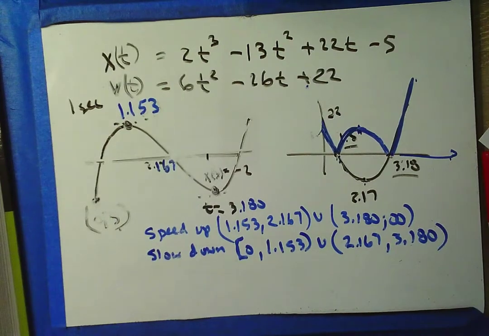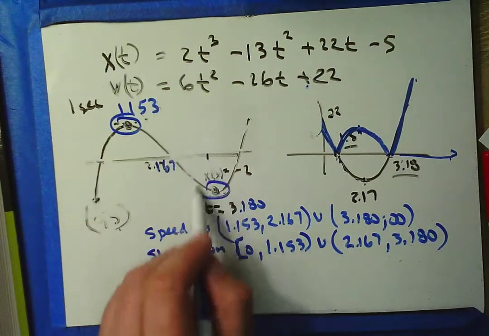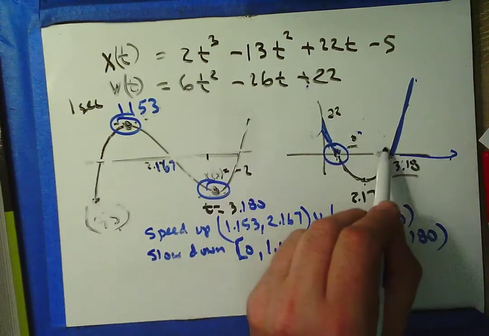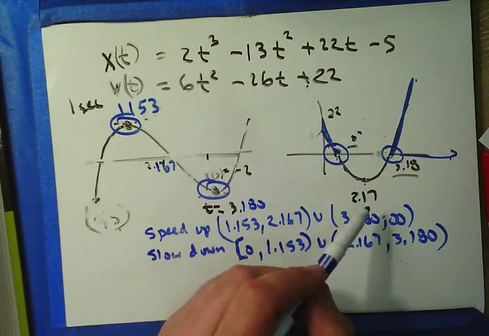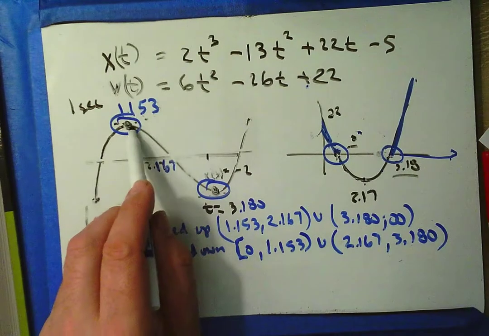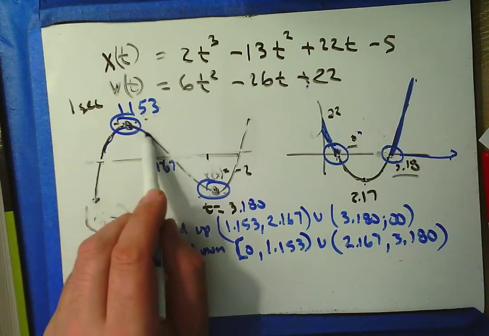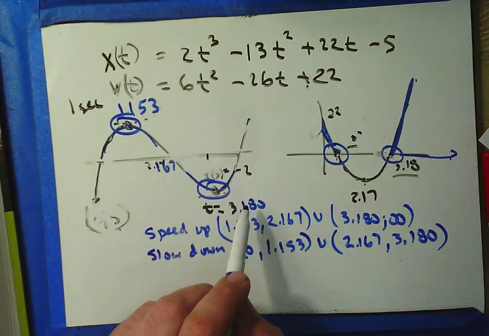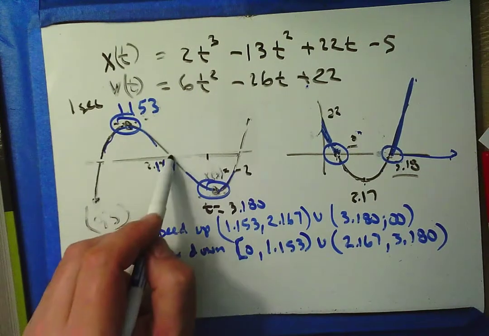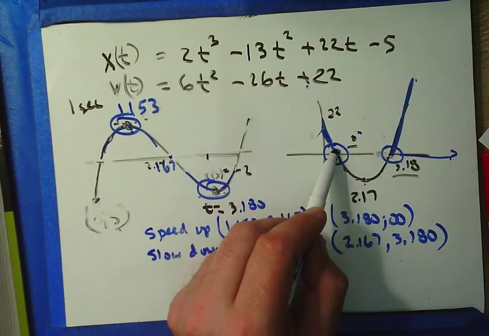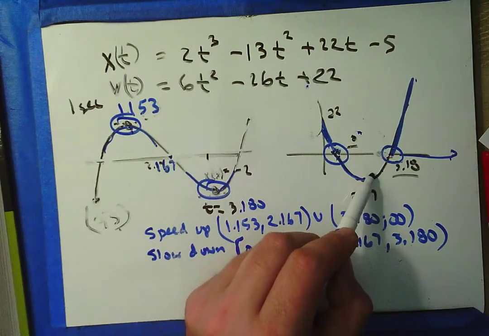Well, the particle changes direction here and here on the position graph, or on the velocity graph here and here. When velocity goes from positive to negative, or from negative to positive, that's when I'm going from left to right or from right to left. Here, positive velocity, moving to the right, stops moving, starts moving to the left.